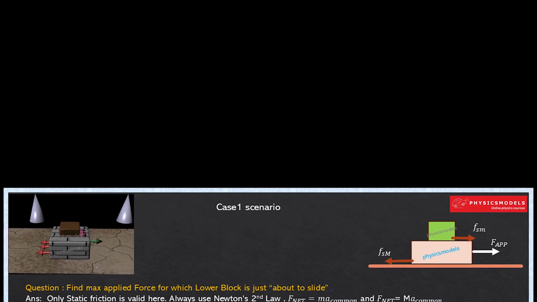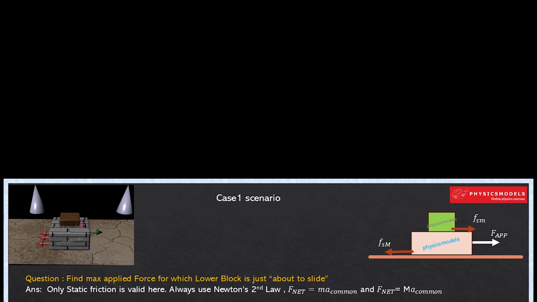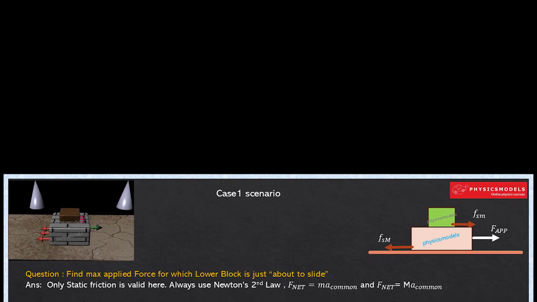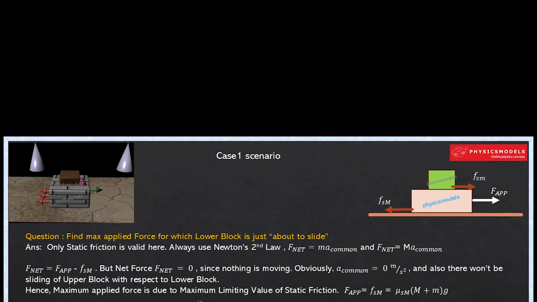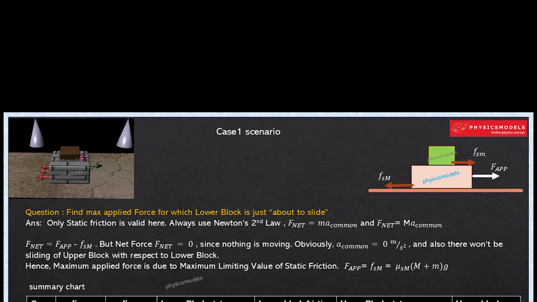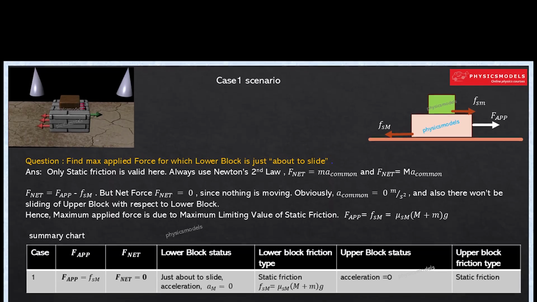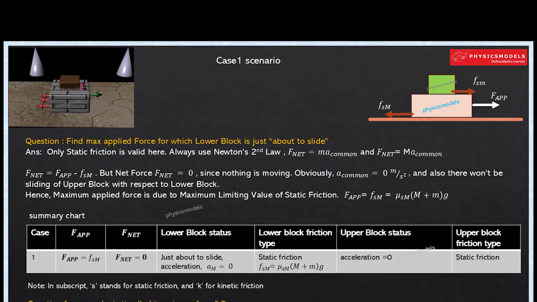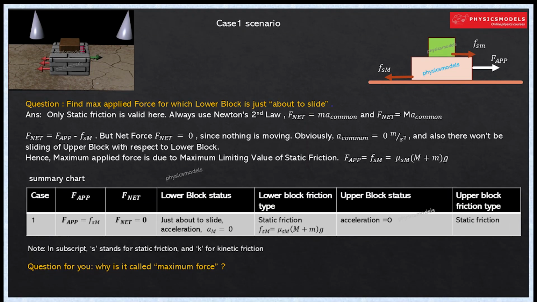Here we take you through a typical question that you might face and which also explains the theory. Find the maximum applied force for which the lower block is just about to slide. So whenever you hear the words about to slide, just remember that it's static friction only that's getting applied and not the kinetic friction. Go through this in detail, apply Newton's second law and the simple principle of net force is equal to applied force minus the real world forces.